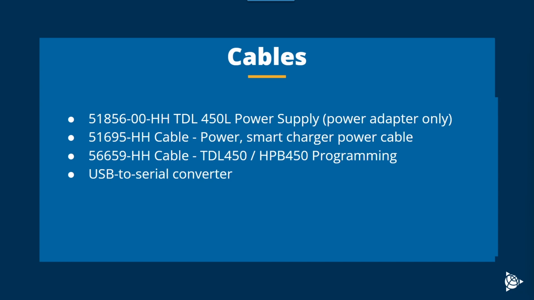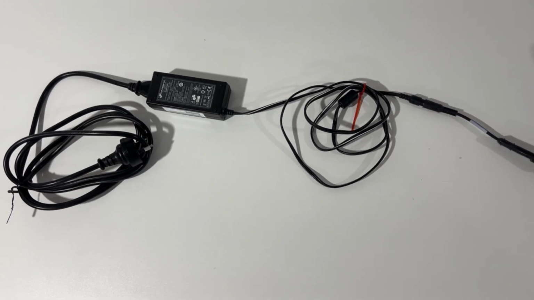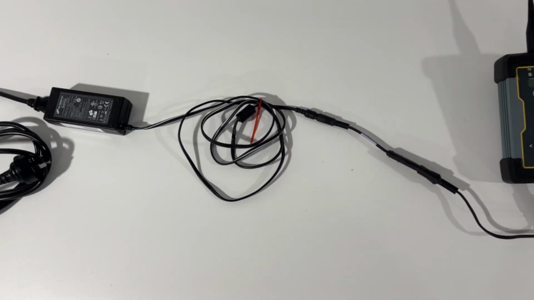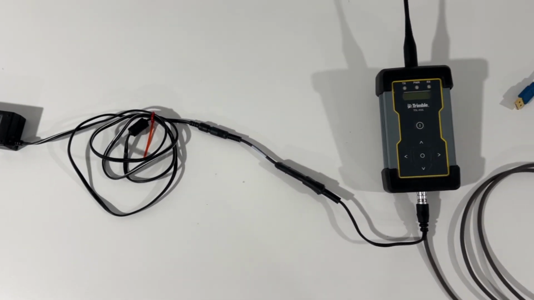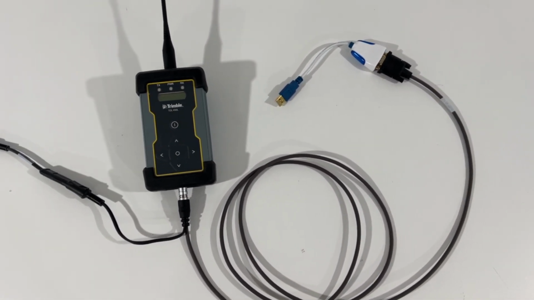In addition, you will also need a USB to serial adapter, unless you are using a dock with a dedicated serial port. Here we can see the main power cable, the power adapter to SAE connector, which powers the TDL radio, the programming cable with LiMo connector into the radio, and ending with a USB to serial converter for connection to the computer.